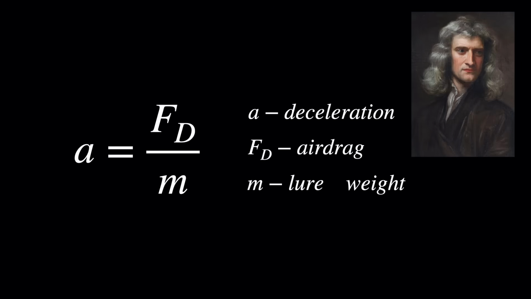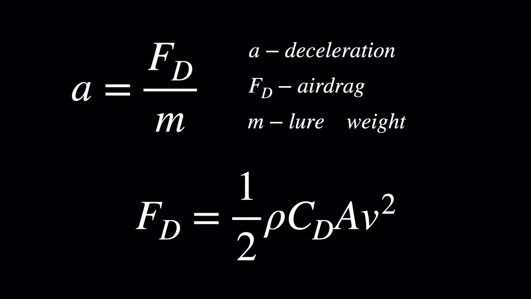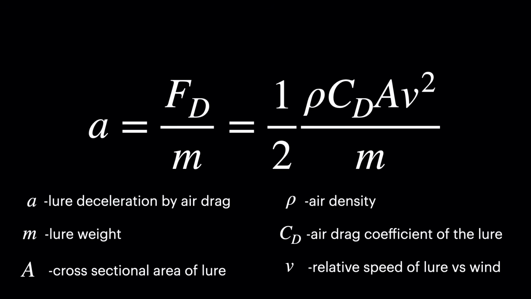So in order to fight the difficulty of casting into wind, what we're really looking at is to alleviate this deceleration caused by wind resistance. Based on Newton's second law of motion, we know the deceleration of a lure can be calculated by dividing the air drag force over the weight of the lure. We also know the air drag Fd can be calculated using the equation on the bottom from our last video. If we combine these two equations, we get this. Don't worry, we're not going to do any actual calculations. And also, please feel free to jump to the conclusion for tips and tricks using the time points.